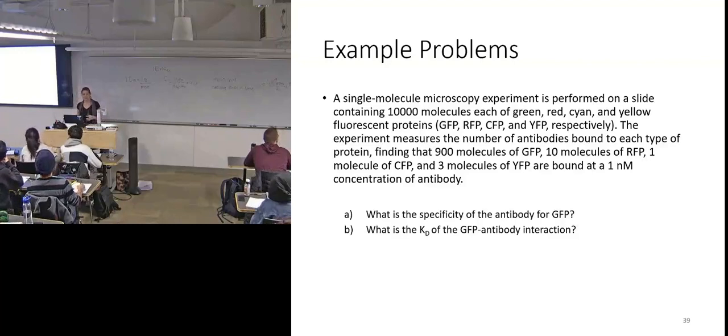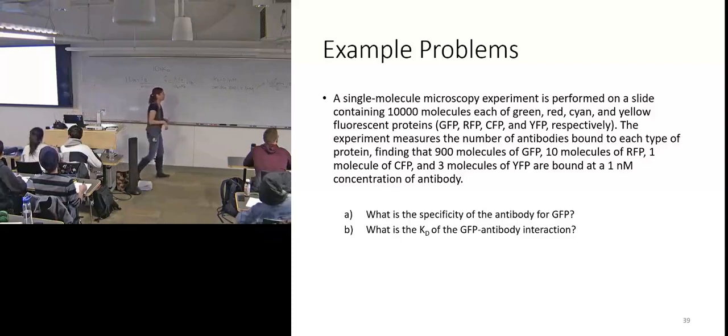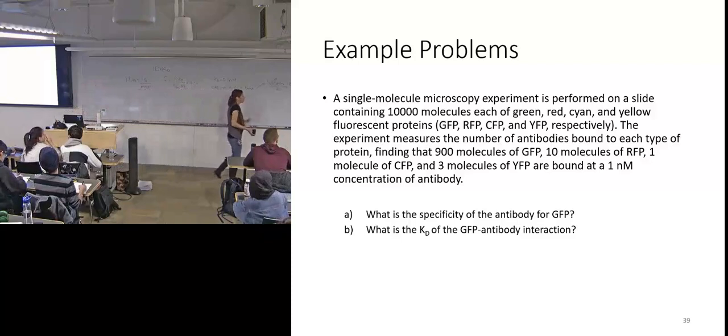So first of all, stop and think, which ones are our receptors? What is our ligand in this situation? Then you're calculating 2 things: the specificity of the antibody for GFP, and the KD of the GFP antibody interaction. I will say this, we're just talking about number of molecules, we're not in molar.